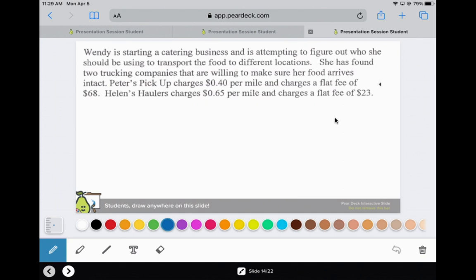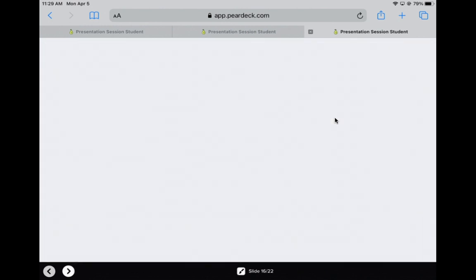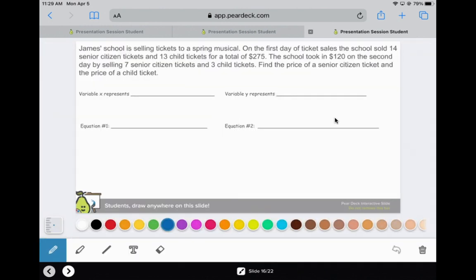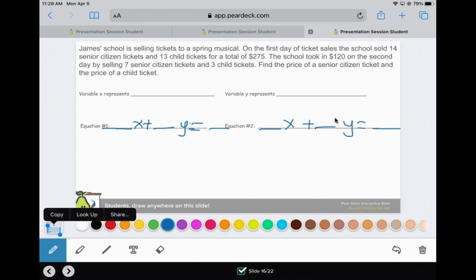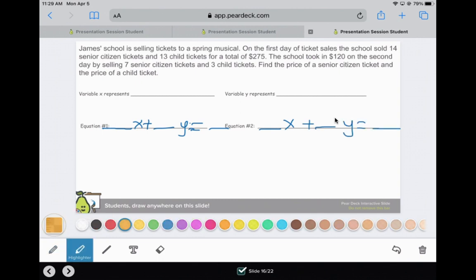Let's look at the one with the two totals. We do one more with the two totals, and then I'll give you the rest of the time for me to look at your work and for you to ask me questions, okay? So for the two totals, the template would be blank x plus blank y equal to something, blank x plus blank y equal to something, right? So I'm just going to fill this in.